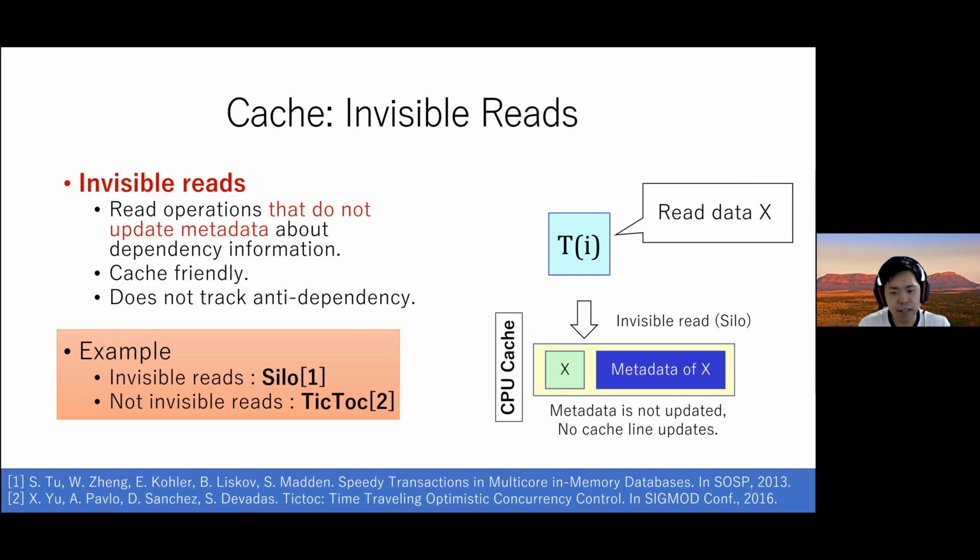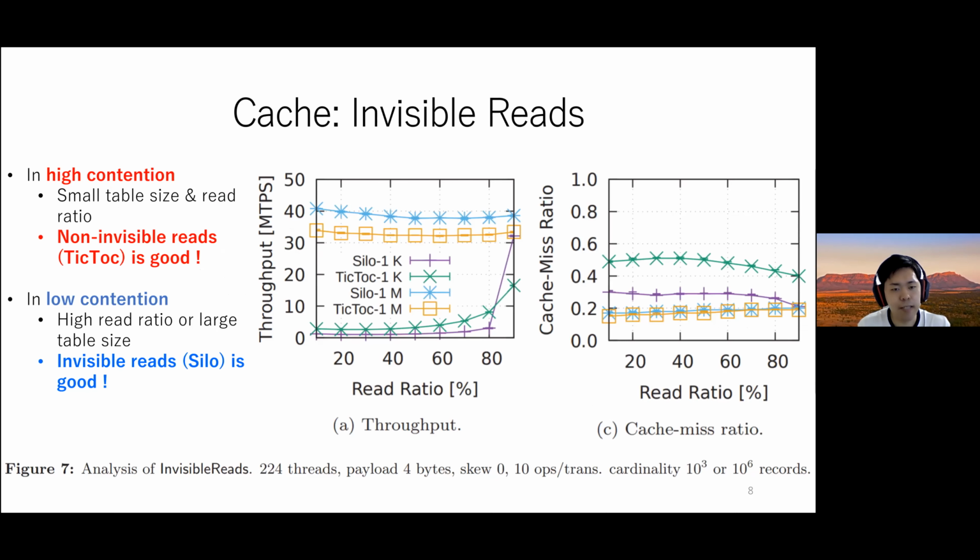We conducted an experiment focusing on cache between these protocols. We compared Silo and TicToc. This is the difference between invisible read and non-invisible read. Level 1K means a table size of 1,000 records. Level 1M means 1 million records. The horizontal axis is the read ratio. The vertical axis is throughput and cache miss ratio. Please see the left figure for throughput.